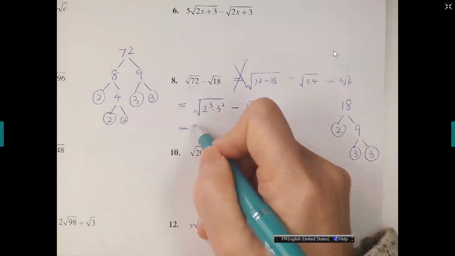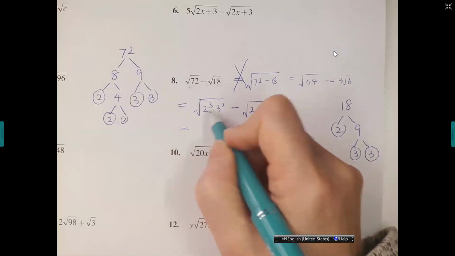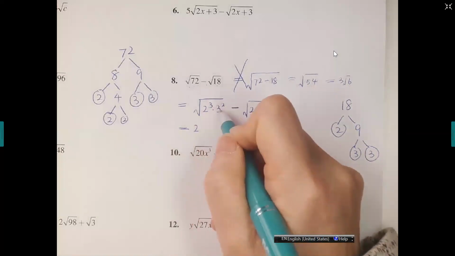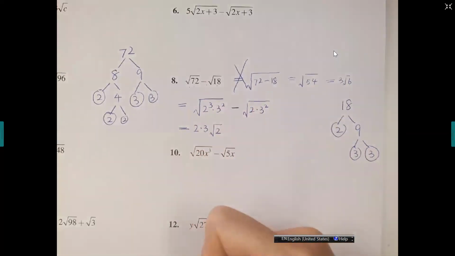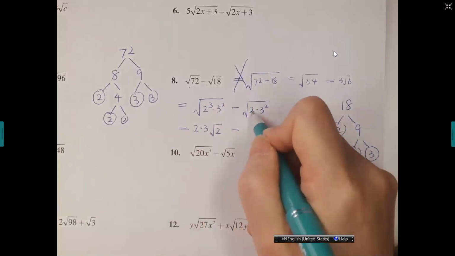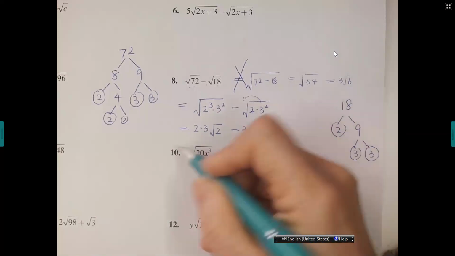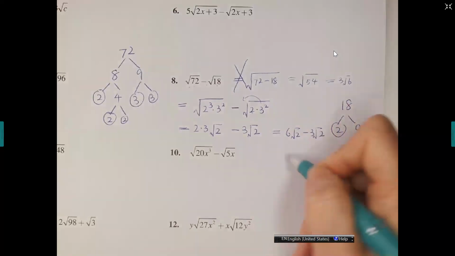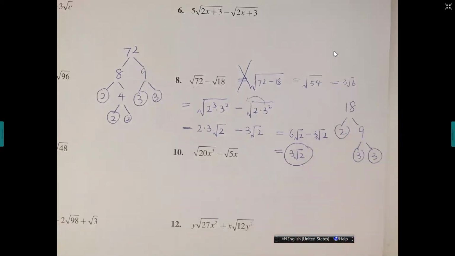So as we said before, 2 to the third, we can write this as 2 squared times 2. So leave 2 inside. I have 2 squared, that can be moved out. I have 2 out. The 3 can be moved out as well. So I still have a 2 left. And for the second one, 2 stays, but 3 can be moved out. I have 3 radical 2. Simplify this as 6 radical 2 minus 3 radical 2. And what does this equal to? 3 radical 2. Final answer.